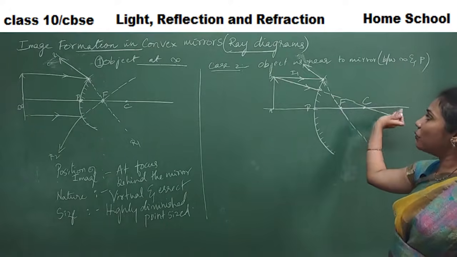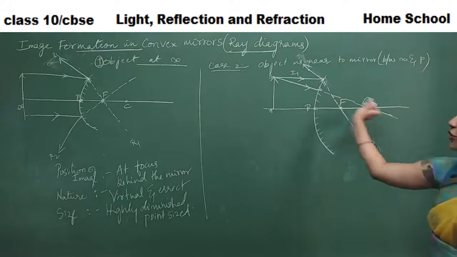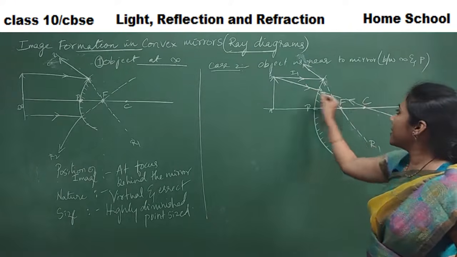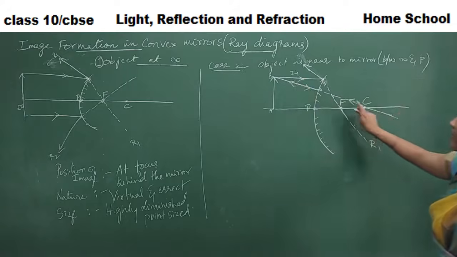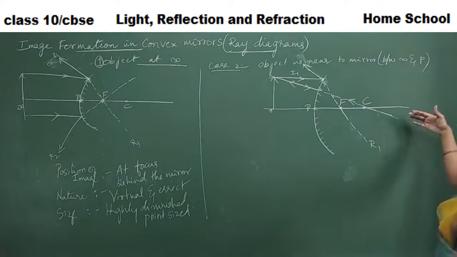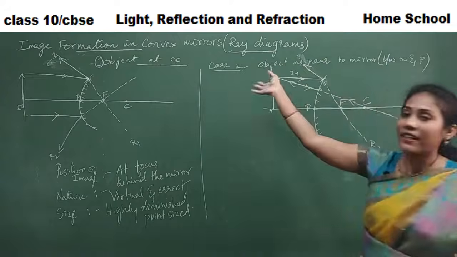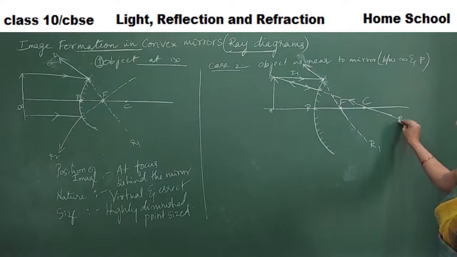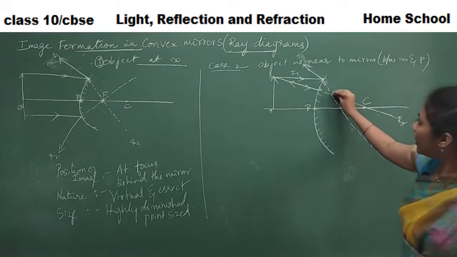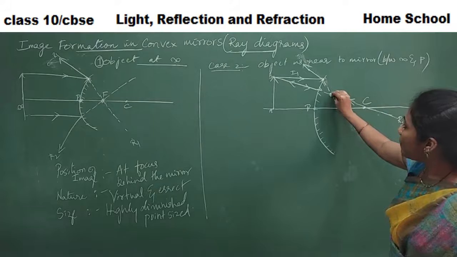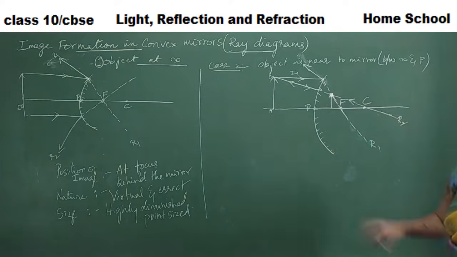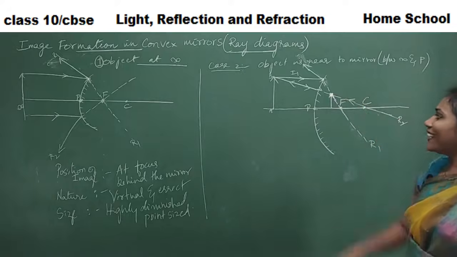That means what is the position of a reflected ray? Position of a reflected ray is something like this. So whenever something is passing through center of curvature, in the same line reflected ray goes back. Yes or no? So now this is like my R2. So where are R1 and R2 meeting? See, this is the point of meeting R1 and R2. Okay, see, this is where I get the image.